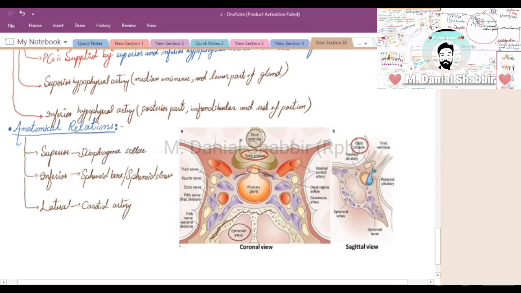So you can see in this diagram all the relations of the pituitary gland. This is the coronal view, this is the sagittal view. In the sagittal view, you can also see these things: sphenoid sinus, posterior, anterior, third ventricle. So this is all about the anatomy of the pituitary gland.